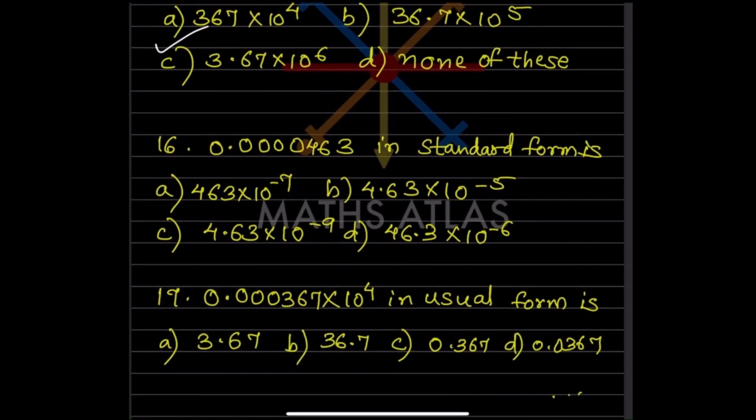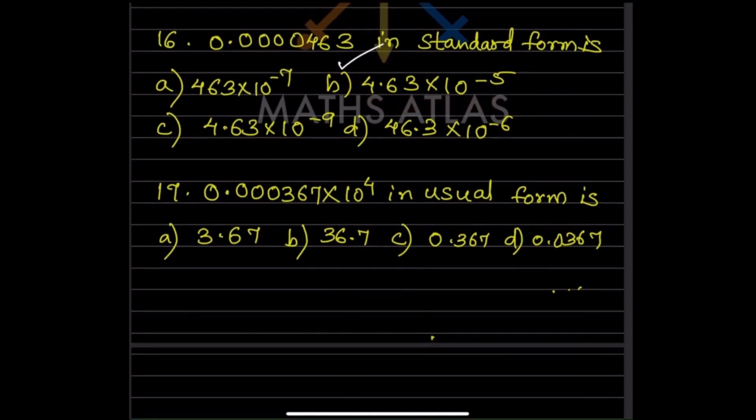Now this is given in the standard form. The decimal is going to be, we are going to consider 463. So the decimal is going to be after 4. So what are you going to do? 1, 2, 3, 4, 5. We are going backwards. So backwards means it is going to be negative. So you are going to write 4.63 into 10 raised to minus 5. Hope you are getting this one. So 4.63 into 10 raised to minus 5.